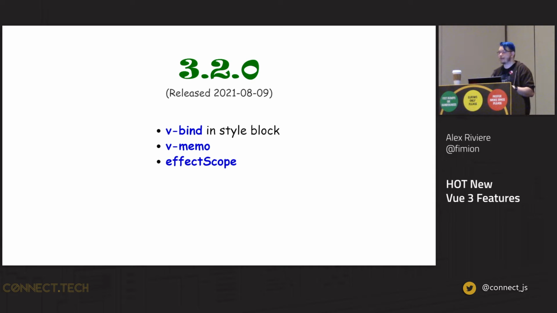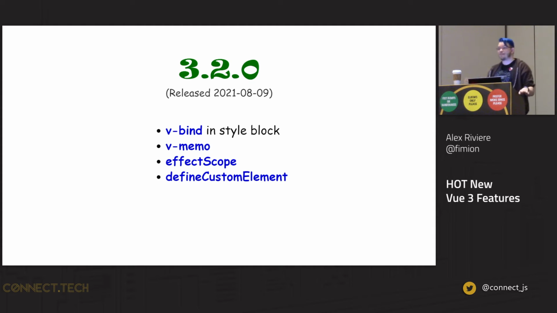Effect scope. Once again, you probably don't need this. If you are using multiple computed values, watchers, watch effects, and you need to turn them all off at the same time, rather than going through and turning them off individually within a function, this is a way where you can just turn them all off at the same time. It's very handy. It's way more useful for people who are writing libraries. If you're just writing normal Vue, you're not going to need this.